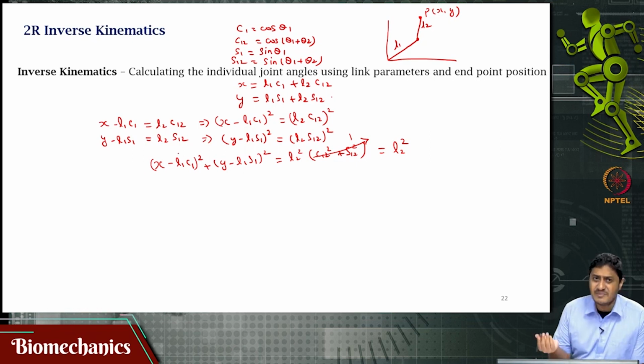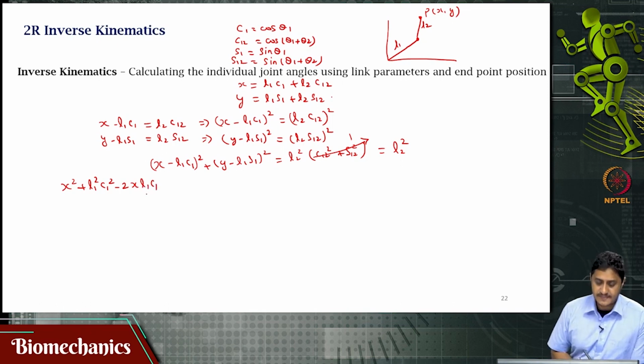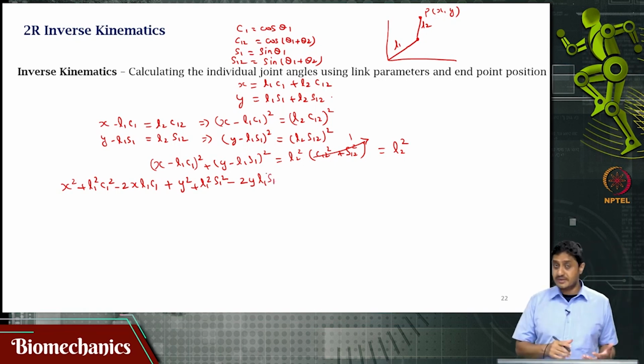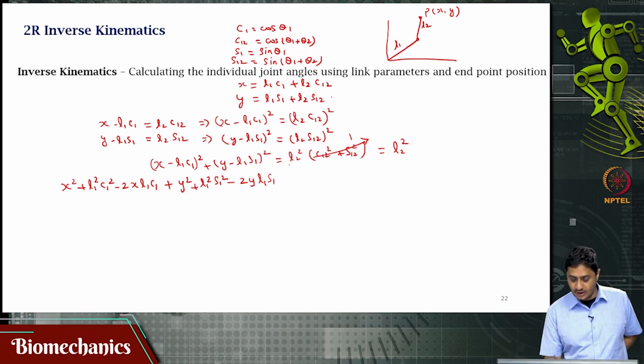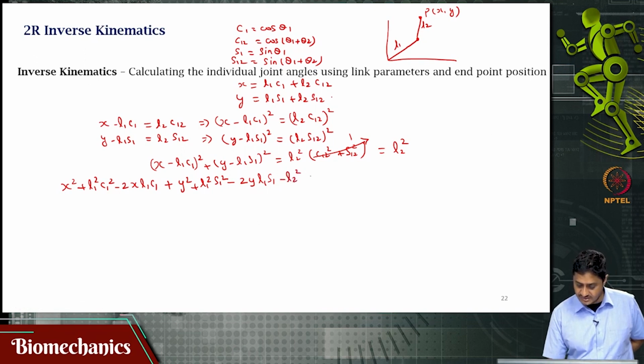So, a minus b the whole squared would be a squared plus b squared minus 2 times a into b, is it not? Here, a is x and b is L1 C1, so x squared plus L1 squared C1 squared minus 2 x L1 C1. Likewise, for the y coordinate, y squared plus L1 squared S1 squared minus 2 times a b. Remember, in this case a is y, b is L1 S1. This whole thing is L2 squared, and I am bringing the L2 squared to the left hand side, which will make it minus L2 squared equal to 0.